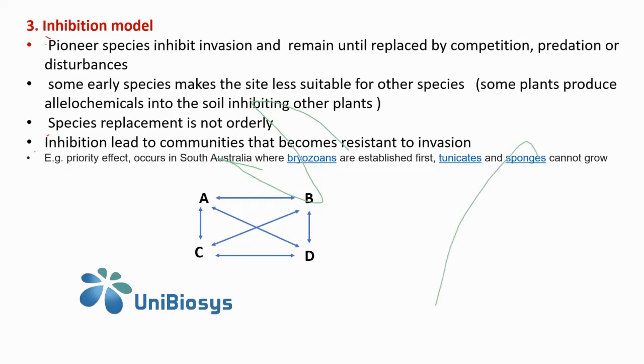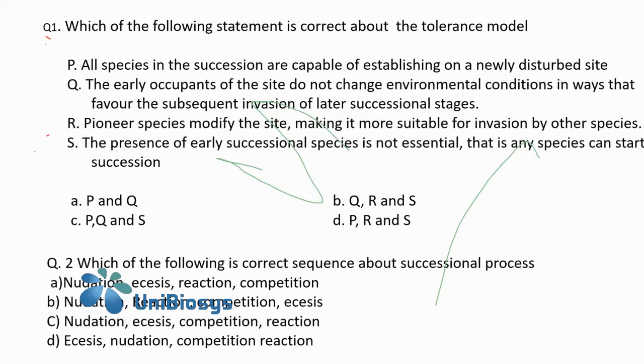Then we discussed the mechanism of succession. What was the mechanism of succession? Nudation, then migration or invasion, then what will happen? Ecesis, aggregation, competition, reaction, and stabilization. That also we have discussed. Then three theories and three models. So I hope you are clear with all these facts. This is very simple. You go and read today, and we will see some questions as I told you.